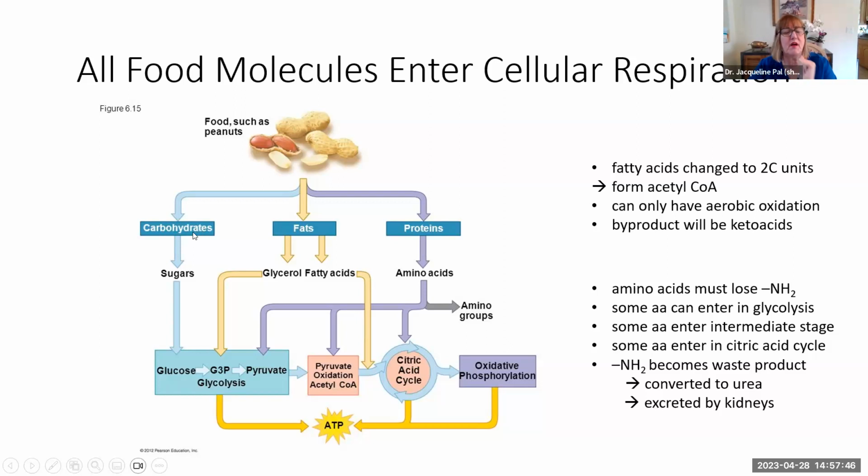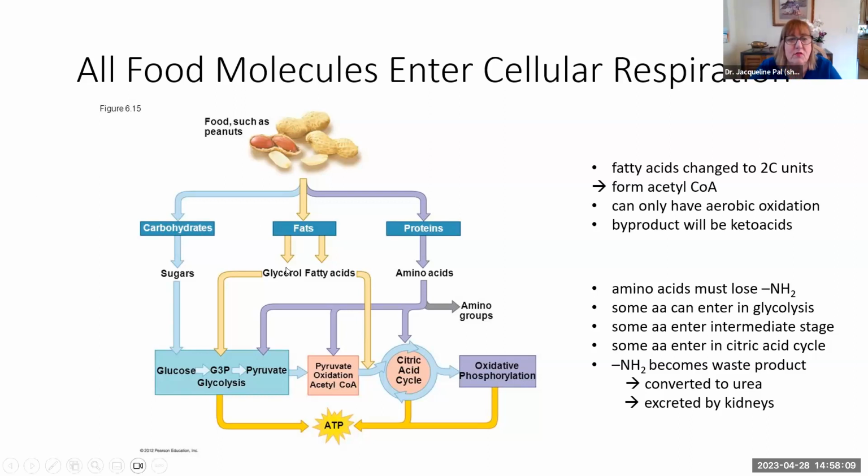But let's leave carbohydrates aside because with glucose, we've got carbs covered. So let's talk about what happens with fats and proteins. With fats, remember, really should say lipids, but remember our lipids are glycerol and fatty acids. So the fatty acids, remember they're chains, and so they have to get broken down into 2 carbon chains.